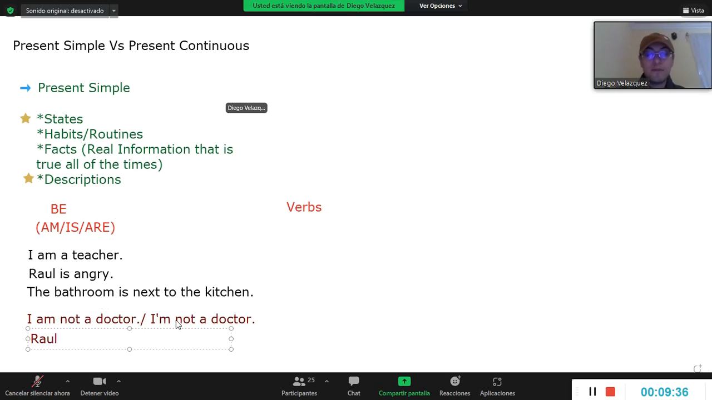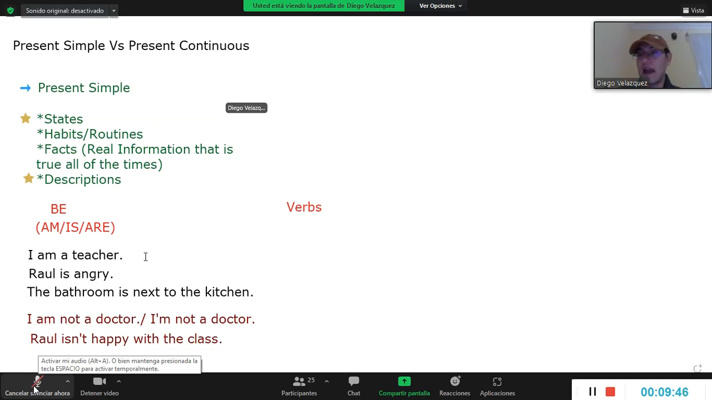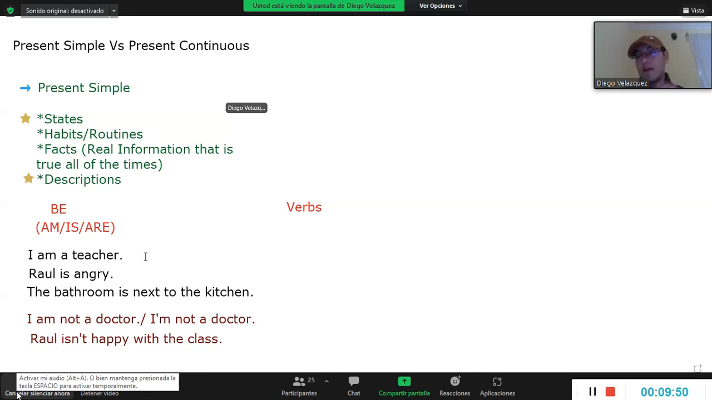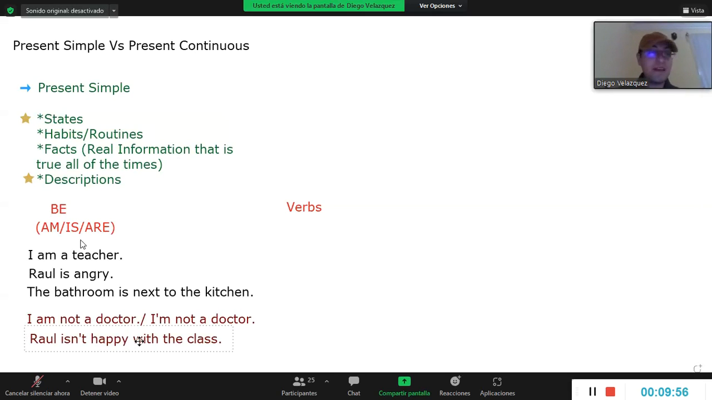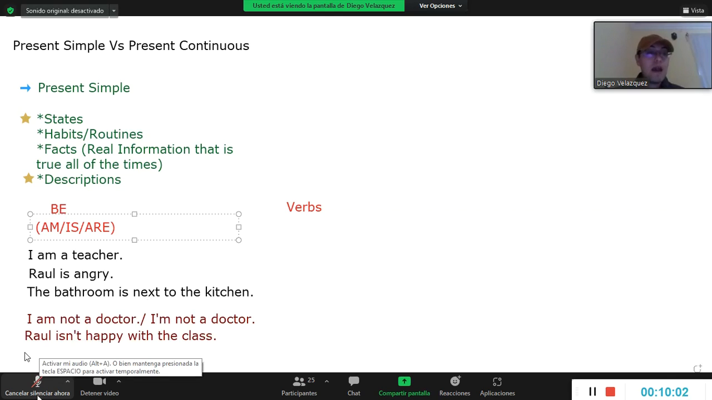In the case of the verb to be with is, I think that you know the way to make negatives. Maybe we can have this other example. Raul is not, or make the contraction isn't, Raul isn't happy with the class. Well, I really hope that it's not true, right? But let's imagine. Okay, my friends?